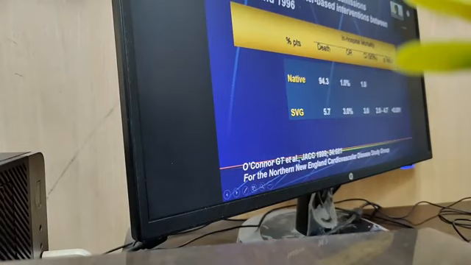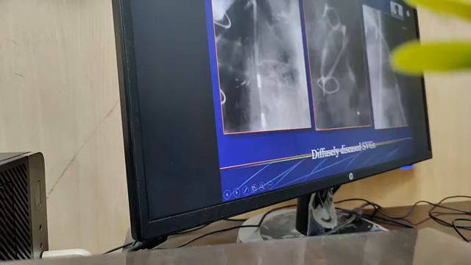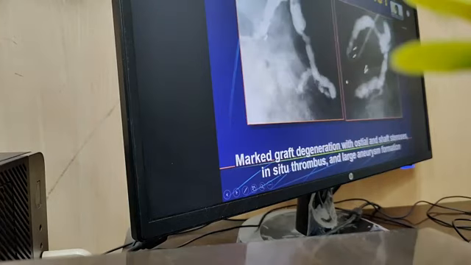So if you see the data from 1999, Jack, they showed 15,000 consecutive hospital admissions. They found that if you see the PCI results, in-hospital mortality was much higher in saphenous vein graft as compared to the native. So these are the data. Saphenous vein graft intervention, the problem is everywhere. You can see that there is mostly thrombosis and degeneration.